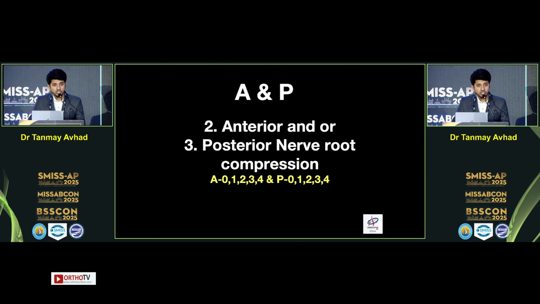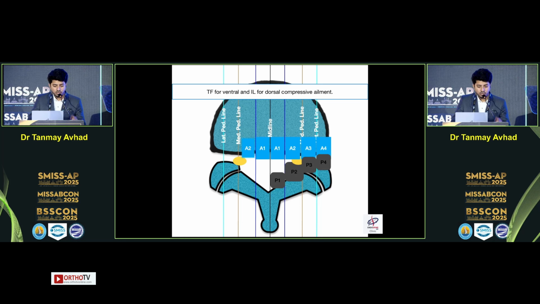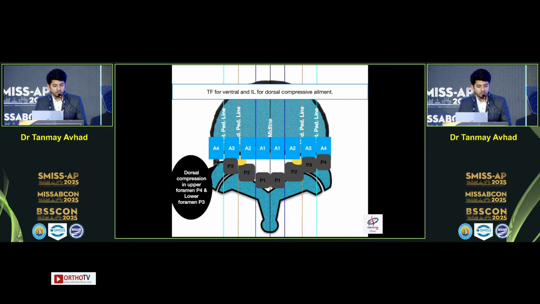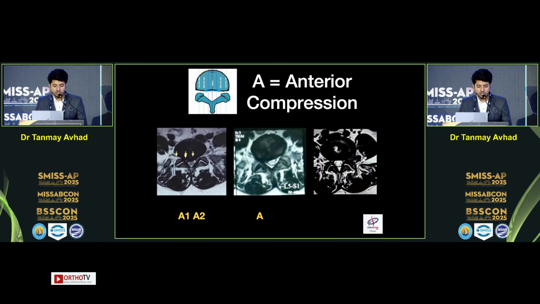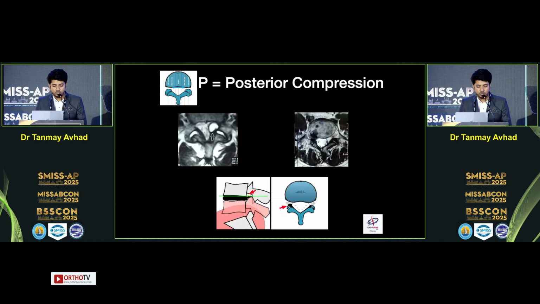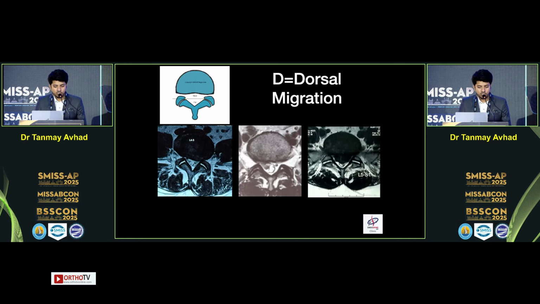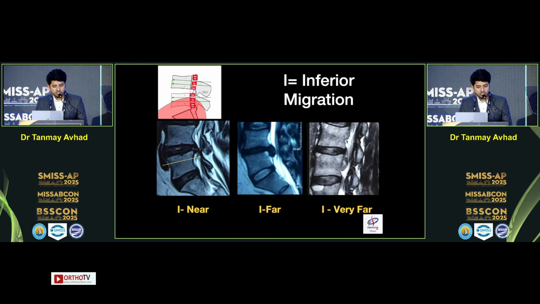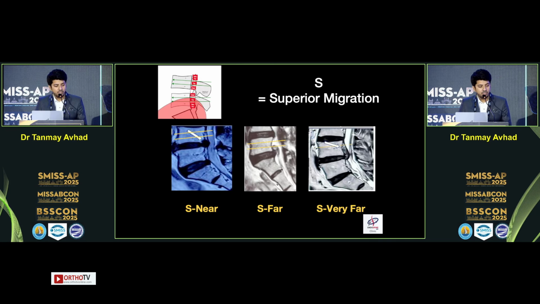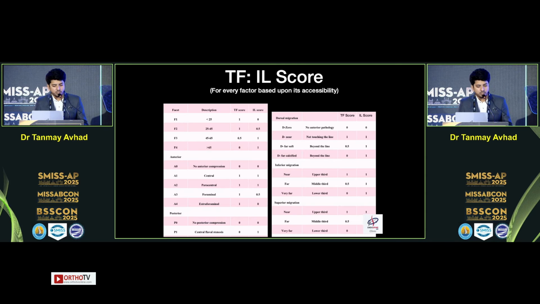Second is anterior and posterior nerve root compression. Understanding this is very important, whether there is a discal component or a posterior component, and whether the flavum is affecting the foraminal or extraforaminal region as well. We've given points for these as well. You can have 2 components also, like A2, A3, a central and a paracentral component. Similarly, the posterior component is divided into P1 to P4. Then comes the migration, the dorsal migration, the inferior migration, and the superior migration, as near, far, and very far. All of these points have been given specific marking schemes.